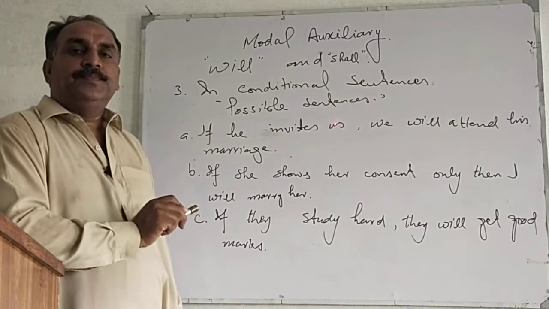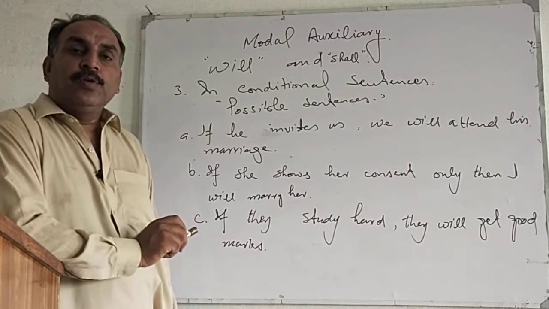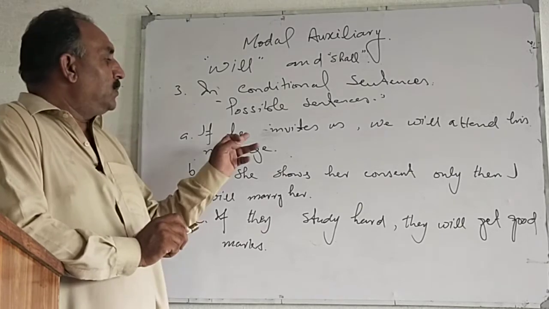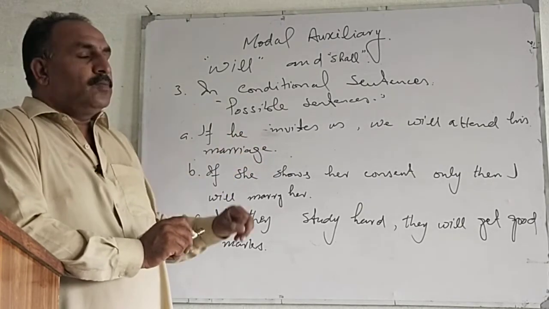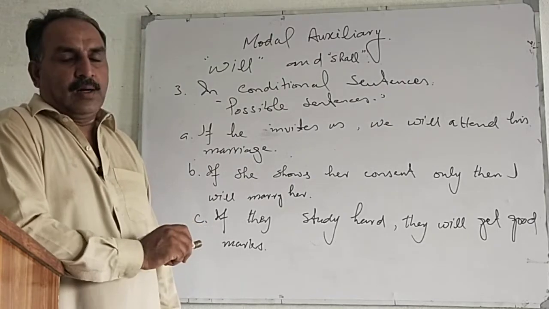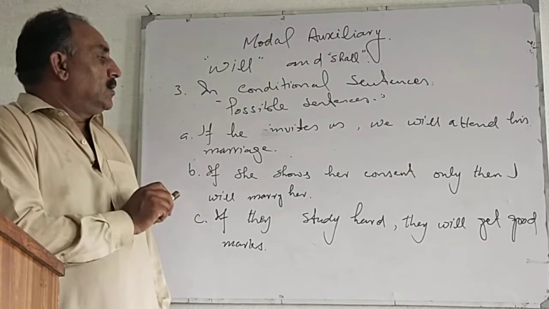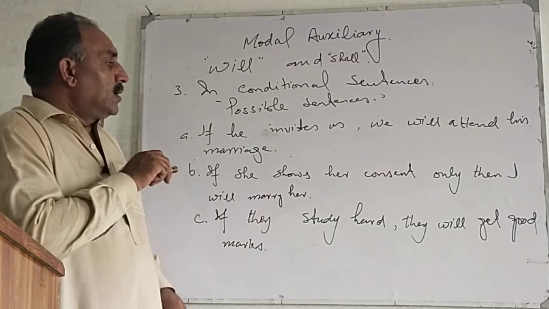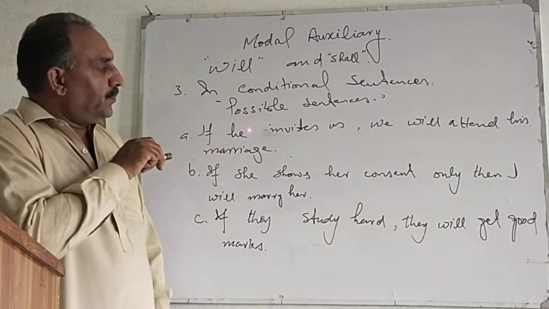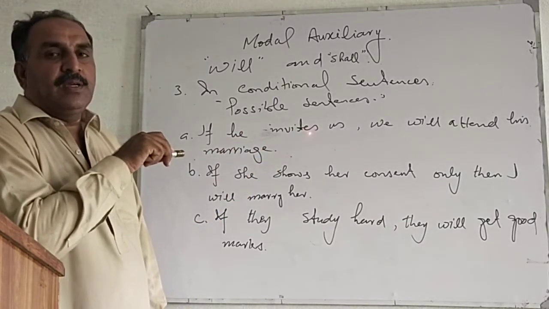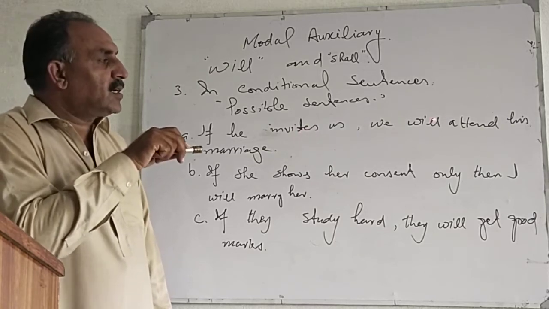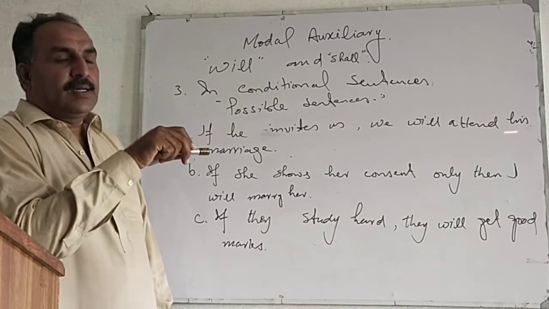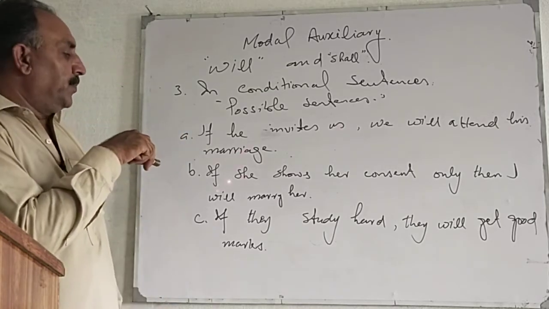Usually in Urdu, we use the future tense in both parts to show future tense. It means in Urdu, "अगर तुम मुझे दावत दोगे तो मैं शिरकत करूँगा." Both are future tense in Urdu. But here, to translate the same into English, the first part will be in the present indefinite tense and the second part will be in the future tense.